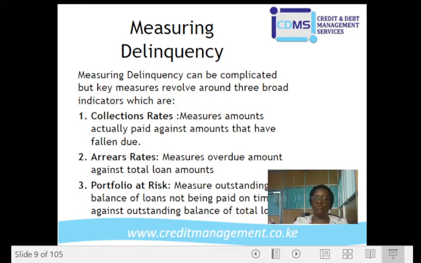And thirdly, we talk about portfolio at risk. What is the portfolio at risk? When we are measuring portfolio at risk, we are looking at the outstanding balance of loans not being paid on time against the outstanding balance of the total loans. So assuming we have a category of 31 to 60 days, those are delinquent. When we want to know what our portfolio risk ratio is all about, we take the amounts owed at that particular age bracket compared to the total balance. So we are able to tell our position as far as portfolio at risk (PAR), arrears rate, and collection rate are concerned.